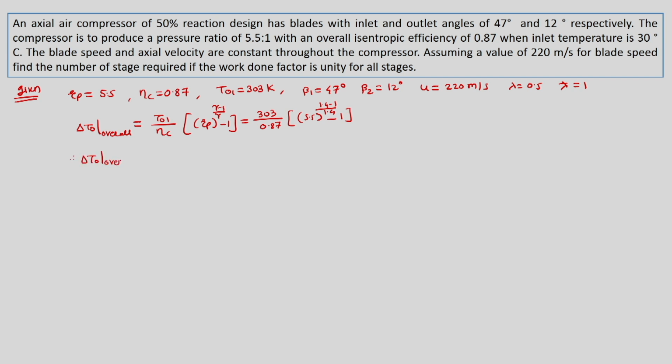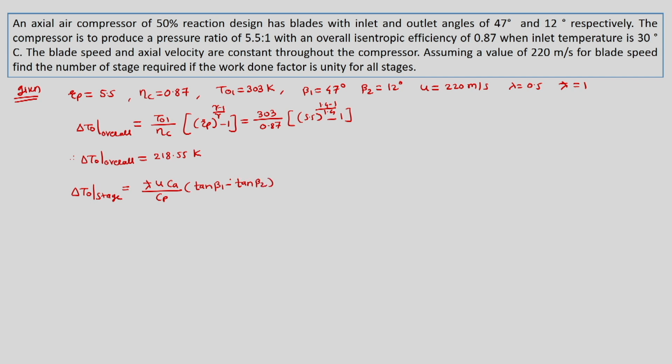So we can find out the overall temperature change in the compressor, and that turns out to be 218.55 Kelvin. Now we are supposed to find out the stage temperature change, and then we can divide them and find out the number of stages. The formula for stage temperature change is lambda, the work done factor, into U into Ca divided by Cp into tan of beta 1 minus beta 2.